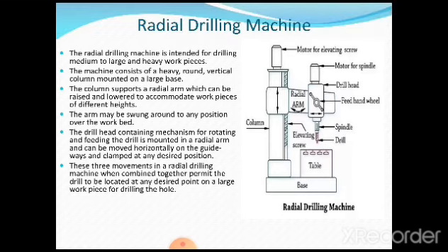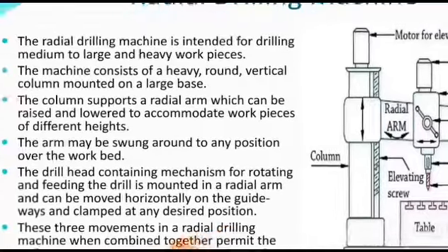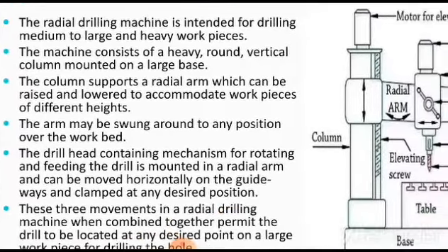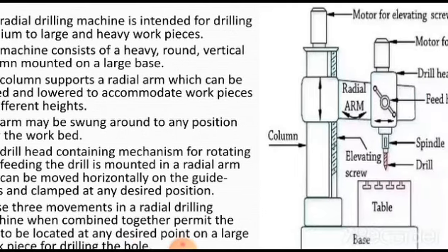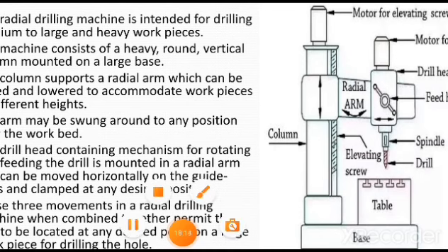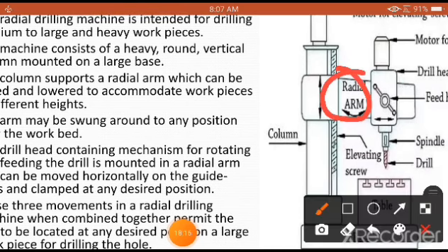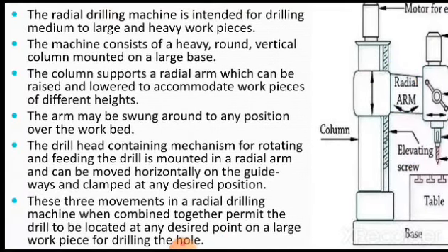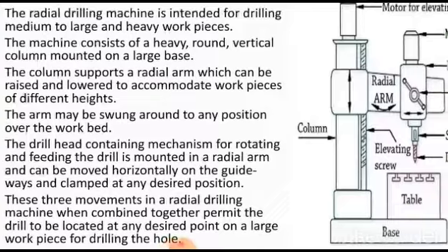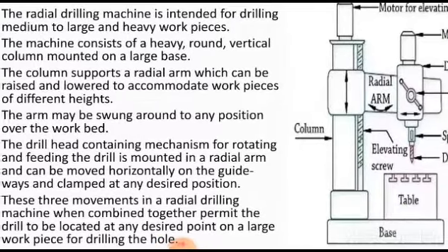The column supports the radial arm, which can be raised and lowered to accommodate workpieces of different heights. So we require to see that this radial arm adjustment depends upon the height of the workpiece that I want to consider for the drilling operation. The arm may be swung around to any position over the workbed. So this is also very important.